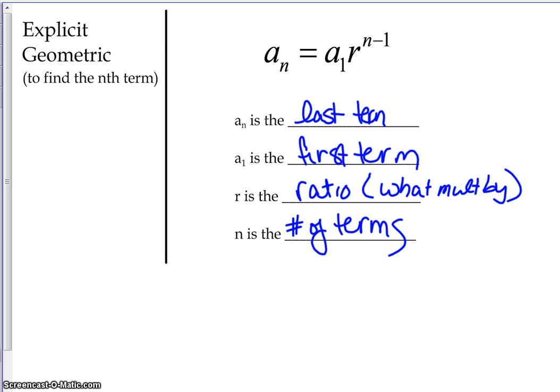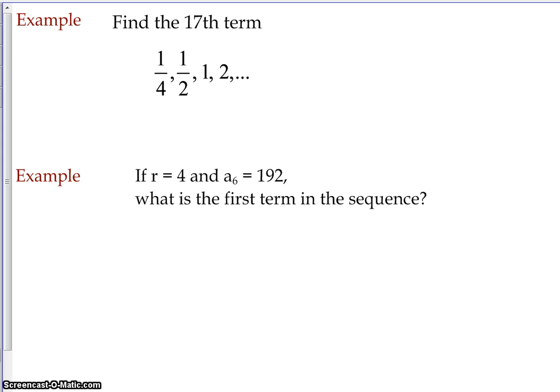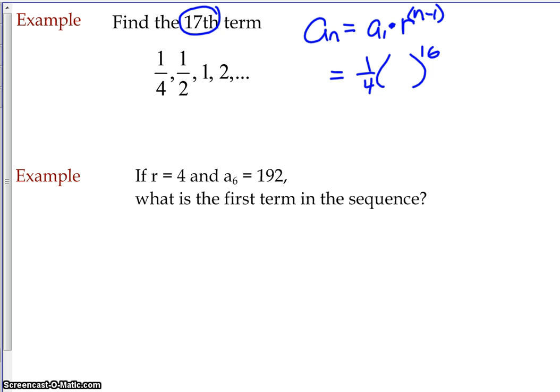So let's put this formula to use. We're going to start with, what is the 17th term? So my formula, if you remember, is my a sub 1 times my ratio to the n minus 1 power. Okay? So my first term is 1/4, and then I just need my ratio raised to the 16th power. Why is it the 16th power? Well, if I want to find the 17th term, I go one less than that. Well, I need to figure out my r now.